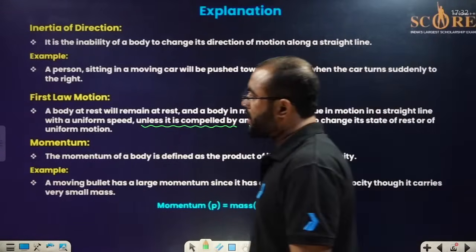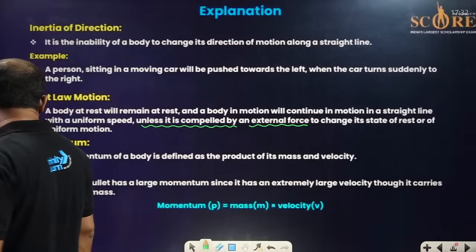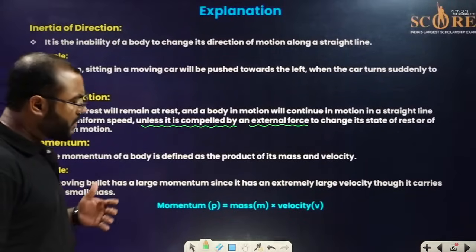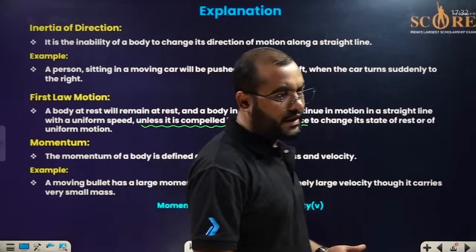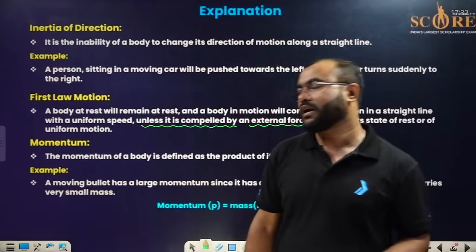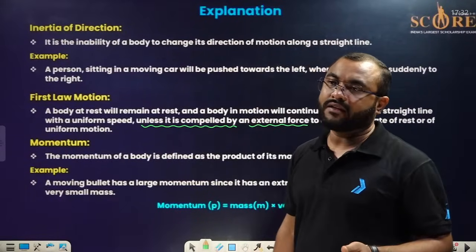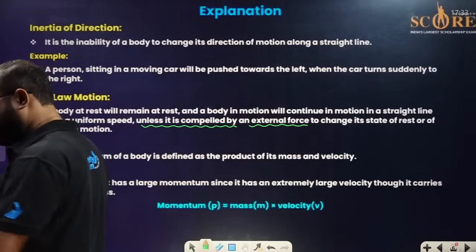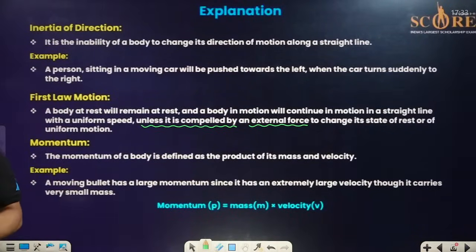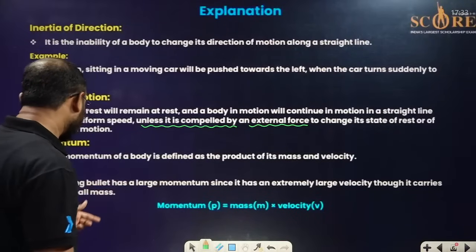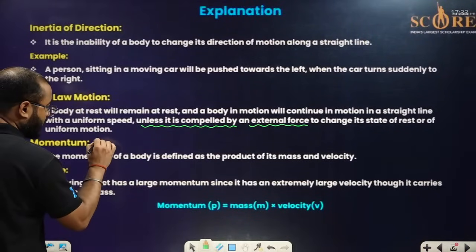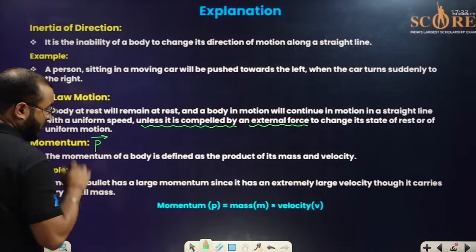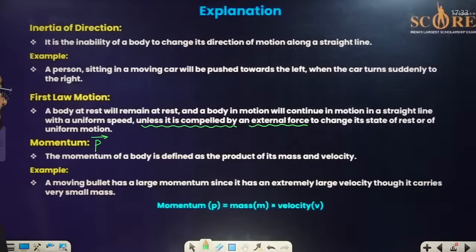Fine. If the first law is very clear to you, now we will move towards momentum, everyone. In a very simple definition, momentum is defined as the product of the mass of the body and the velocity with which the body is moving. That is known as momentum. It is represented by small p, and it is a vector quantity. It can be positive, negative, or zero.